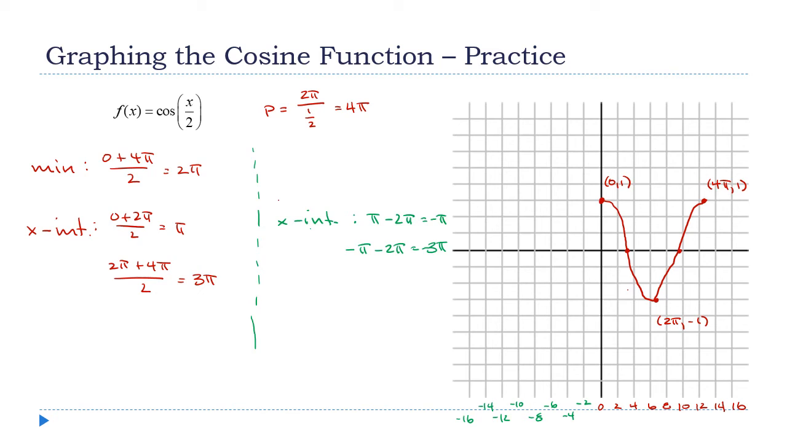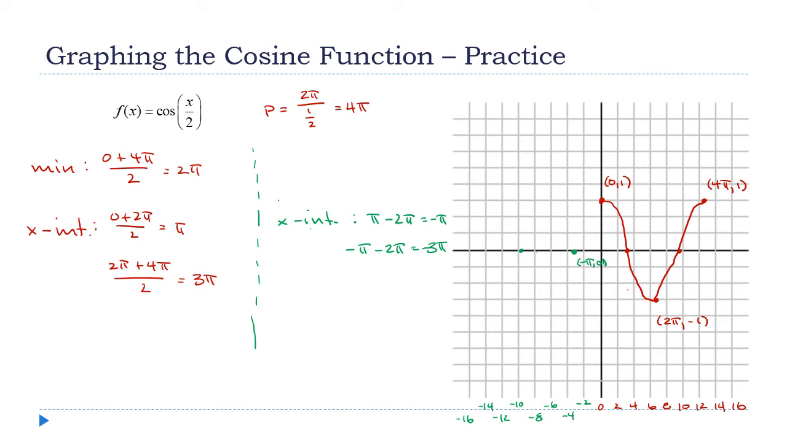Okay, so let's see. This one is going to start at 0, comma 1. It's going to drop down to here. That's negative pi, comma 0. Right? And the next intercept is negative 3 pi, comma 0. So that's about 10, right? That's about there. And my maximum is going to reach a maximum.